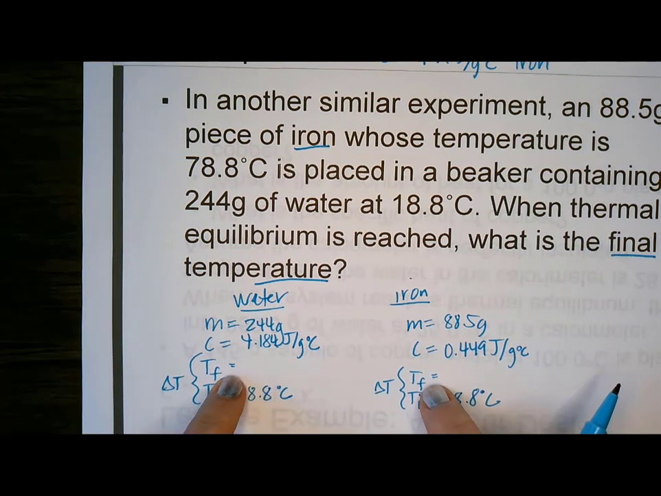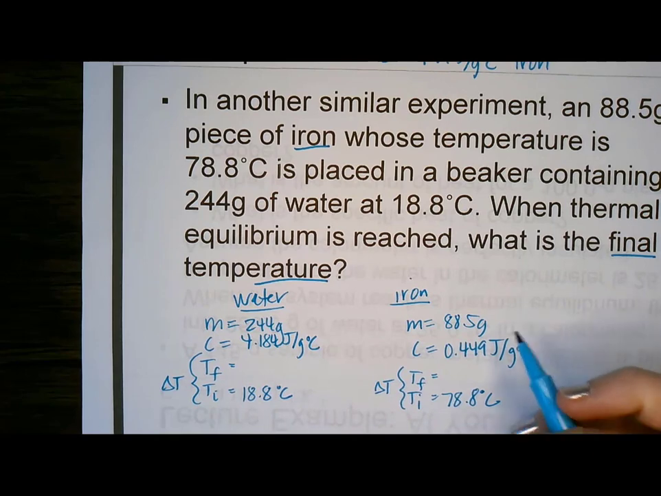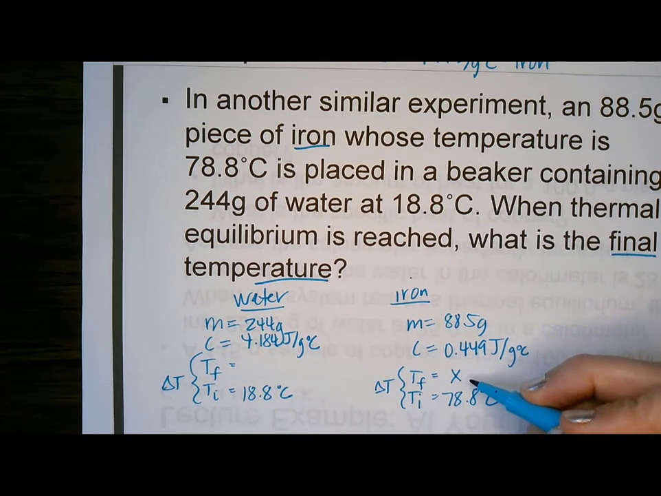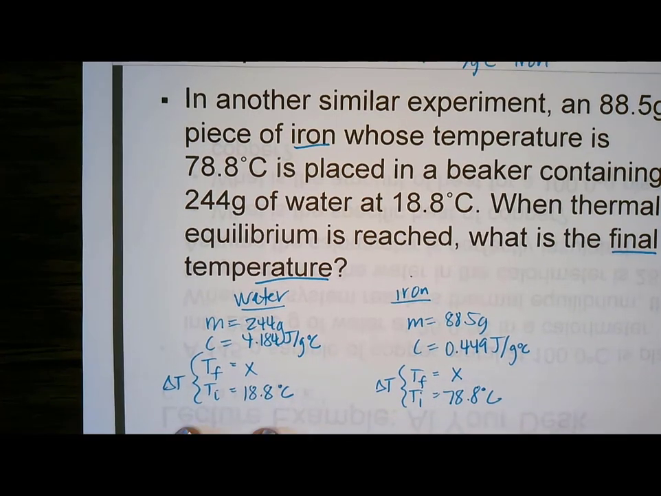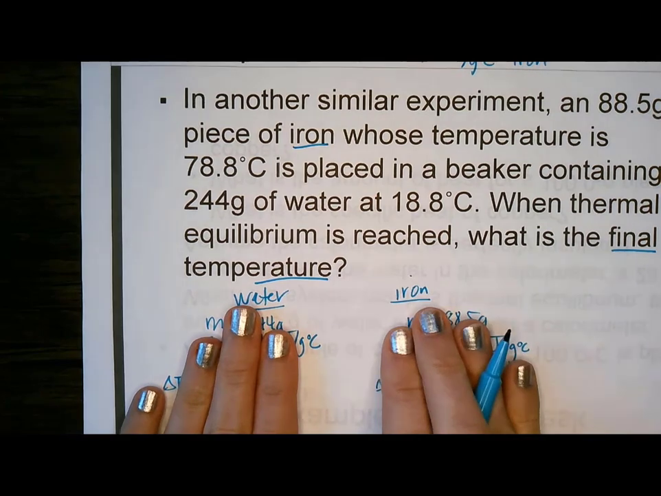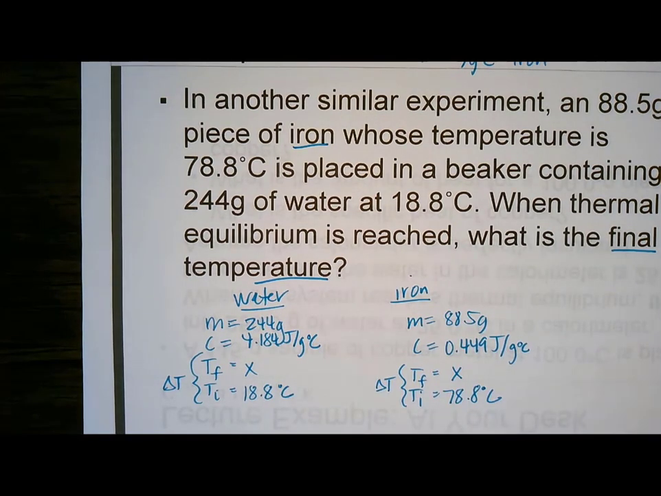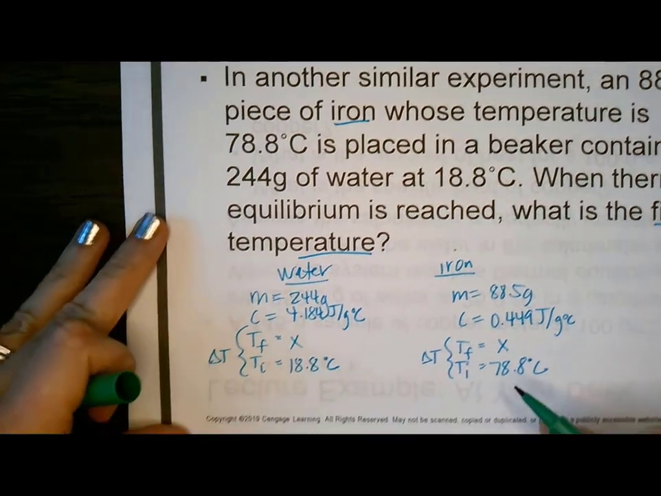When that happens, the final temperature will be at the same value. So let's just call this X, but it's going to be the same. X will be the same final temperature. We also know that this plus this is equal to 0. So let's plug in what we know.